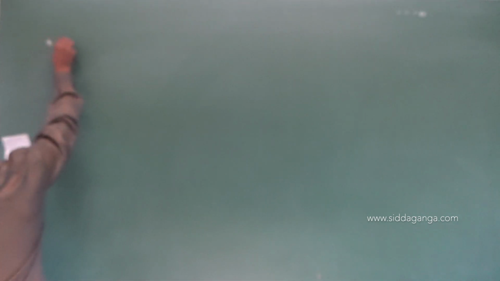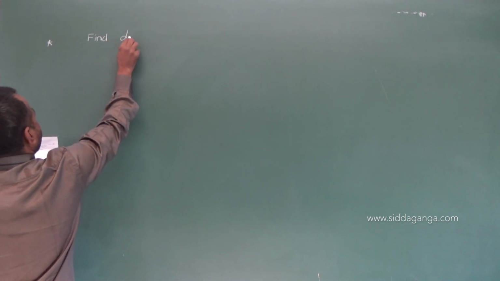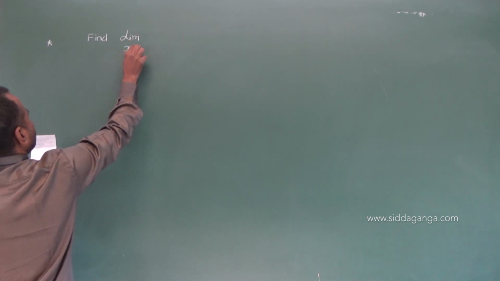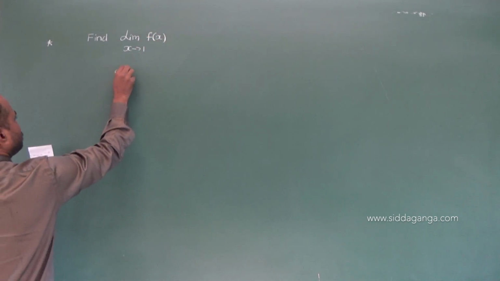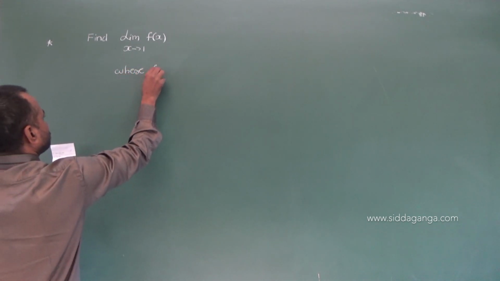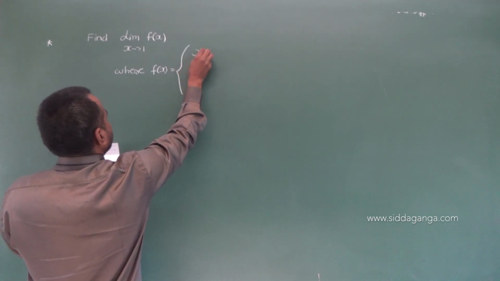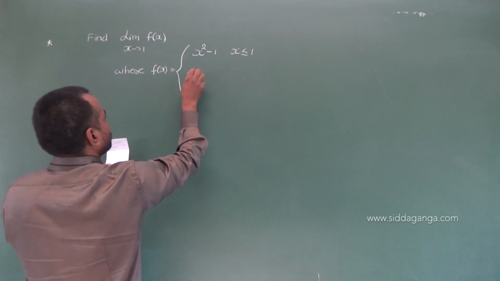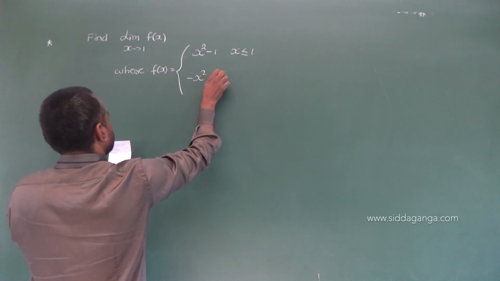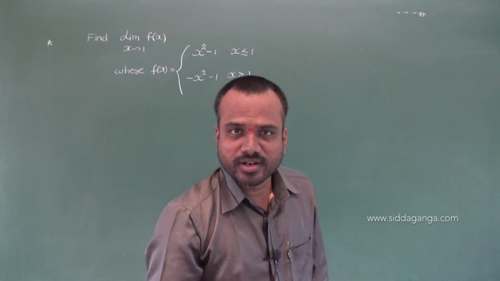Next one, the second problem in that given exercise. Find limit x tends to 1 of f of x, where f of x is equal to x square minus 1 for x less than or equal to 1, and minus x square minus 1 for x greater than 1.